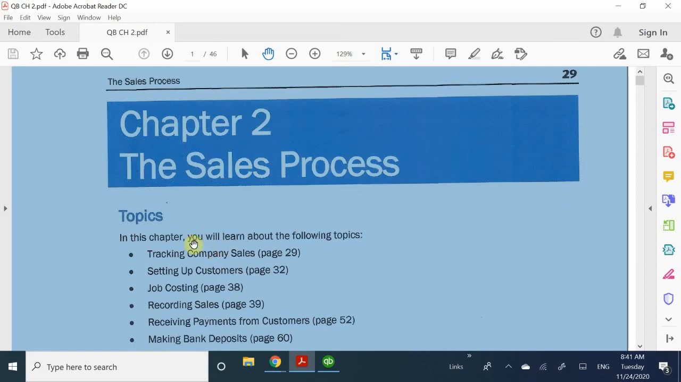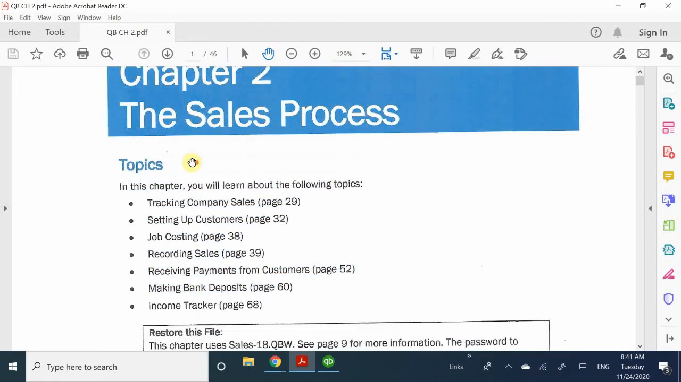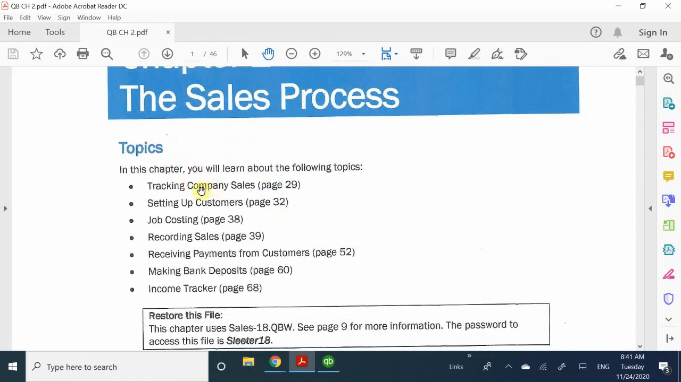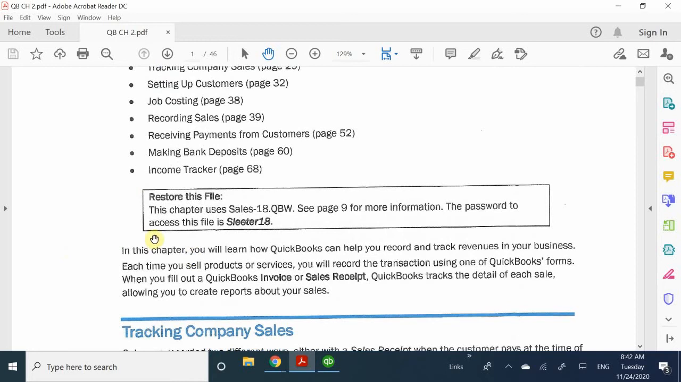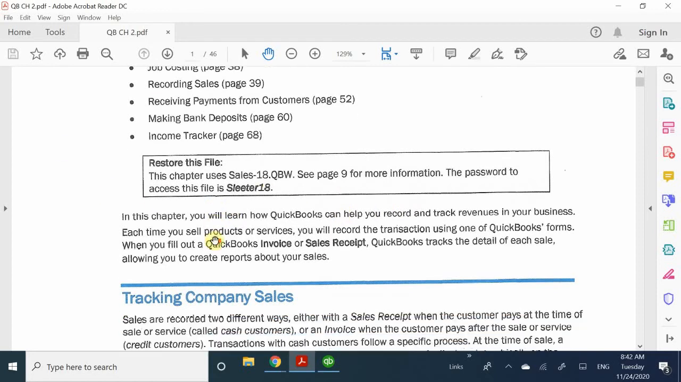So, again, here's the list of what to expect. We're going to be looking at how to create a customer. We're going to be looking at two different sales forms, right? We're going to be looking at what a sales receipt does and what an invoice does. We're also going to be looking at where the money goes and what you do with it. Okay? So with that being said, if you are following along with me, make sure you open your sales 18 portable file, sales 18, right?